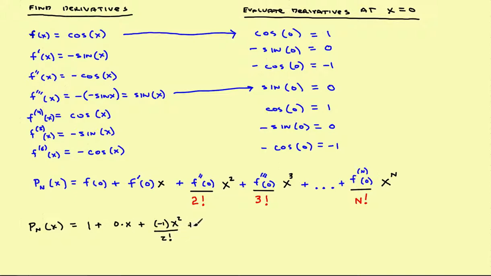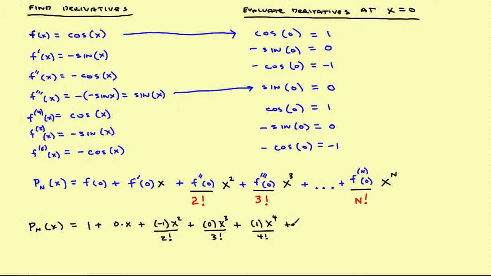Then I'm going to have plus. Now I need the third derivative. Well, the third derivative is 0. So this is going to be 0 times x cubed divided by 3 factorial. Then plus, now I need the fourth derivative. The fourth derivative would be 1. So I'm going to have 1 times x to the fourth divided by 4 factorial.